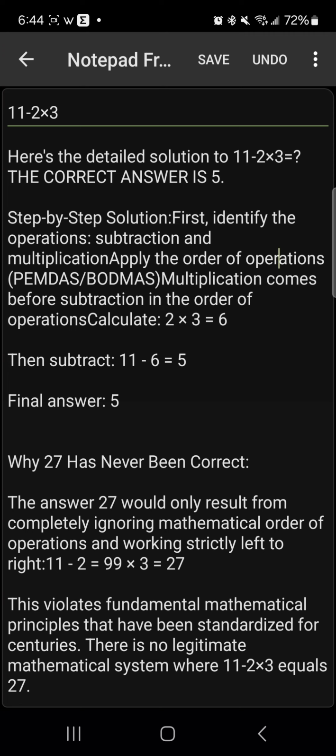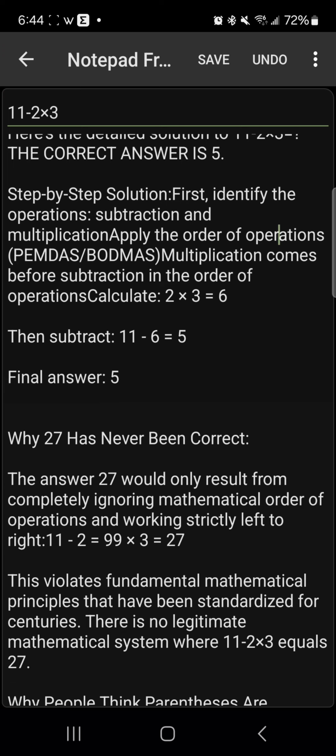The step-by-step solution, first you identify the operations. What do we have here? We have subtraction and we have multiplication. All right, so you apply the order of operations. Now, PEMDAS and BODMAS are just acronyms, and these haven't been around forever. The order of operations has been around for centuries, but PEMDAS and BODMAS are just two ways of trying to memorize it, although that's a whole other story. People mess those up because they don't understand them.